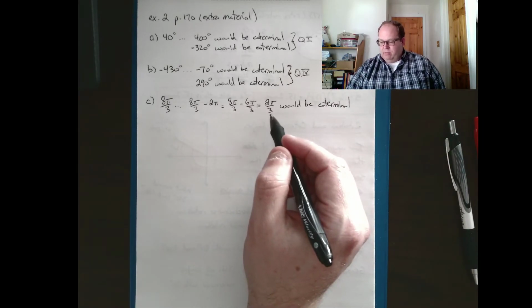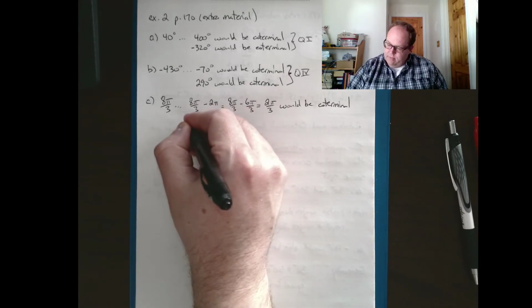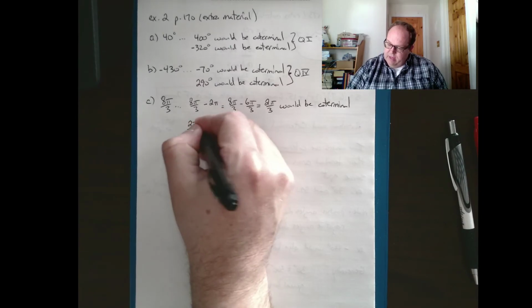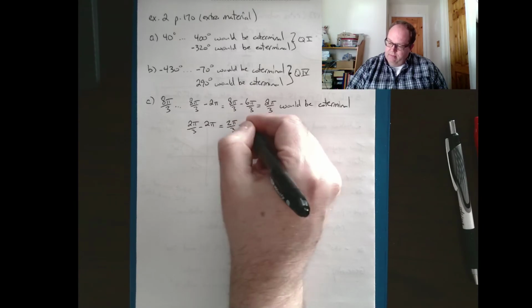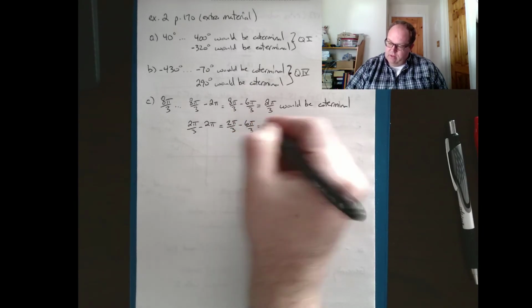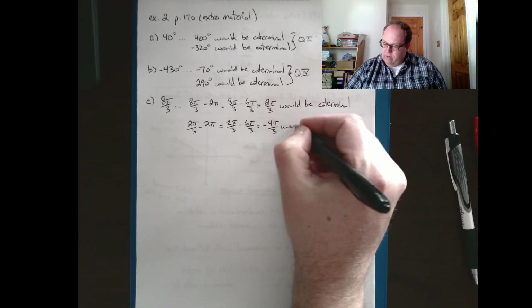Now, if I want to keep going and get a negative number, I'm going to have to subtract another 2 pi. 2 pi over 3 minus 2 pi would be the same as 2 pi over 3 minus 6 pi over 3, or negative 4 pi over 3. That would also be coterminal.